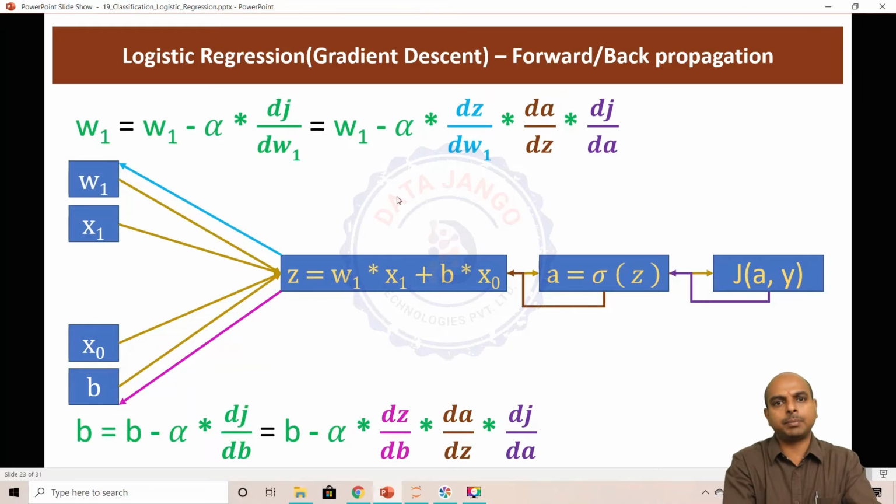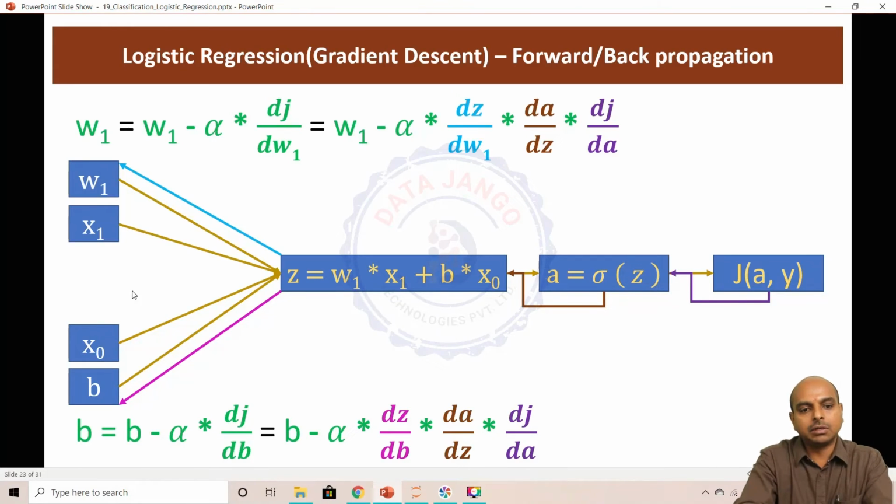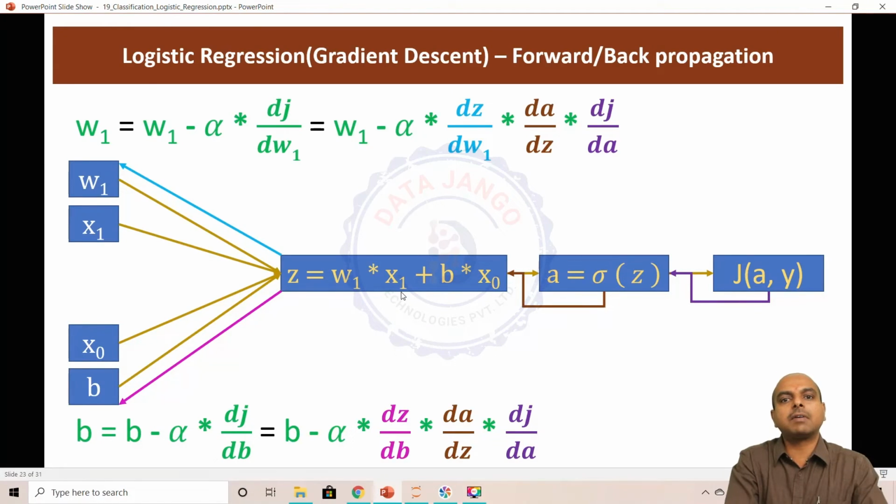Frankly speaking, in back propagation, nothing is going backward. Calculating this derivative, or using the chain rule and calculating this derivative, is called back propagation. I don't know why, but it is called back propagation. So we are adjusting W, right? To go forward, we call it forward propagation. You take random W and X, random B and X0, multiply these and add them, find the linear combination, substitute into the logistic function, and then find out the cost.